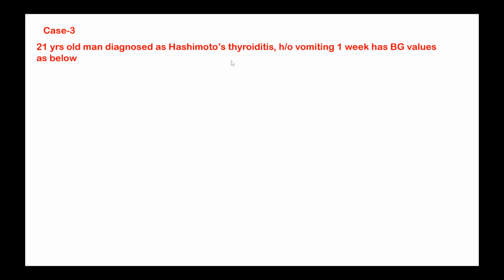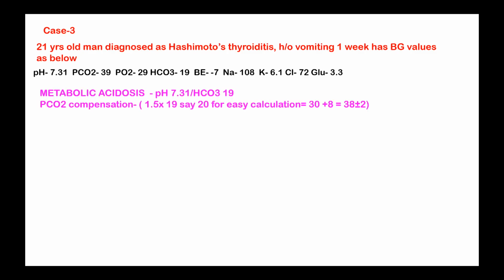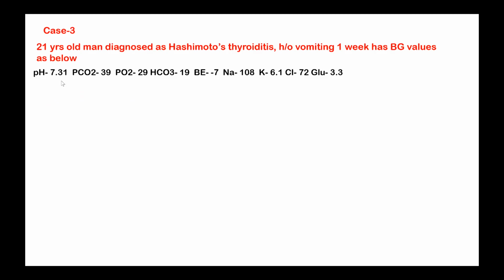A 21-year-old man diagnosed as Hashimoto's thyroiditis, history of vomiting for 1 week, and the ABG shows these values: pH 7.31, PCO2 39, CO2 29, bicarb 19, base excess 7, sodium, potassium, chloride, and glucose. So, what is this condition? pH is low, bicarb is low, PCO2 normal. CO2 is just low.